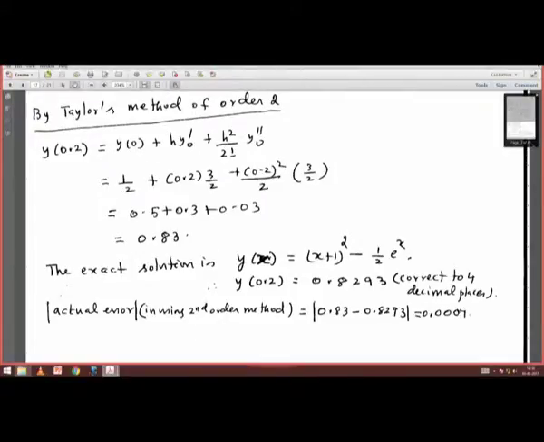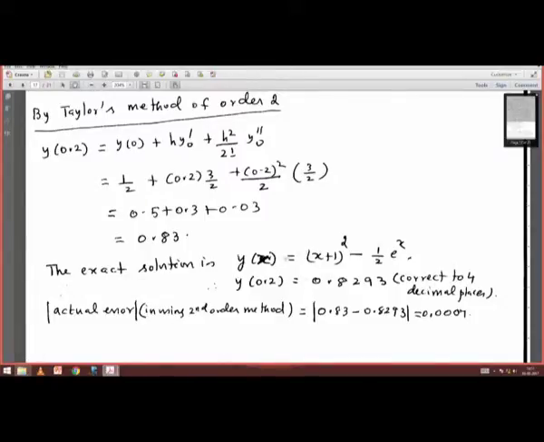So, we just require terms up to order of h square in the expansion, and we already have these values. We substitute and we get this value to be equal to 0.83. So, we have solutions y at point 0.2 using Taylor series method of order 2 turns out to be 0.83. So, let us see what the exact solution is.